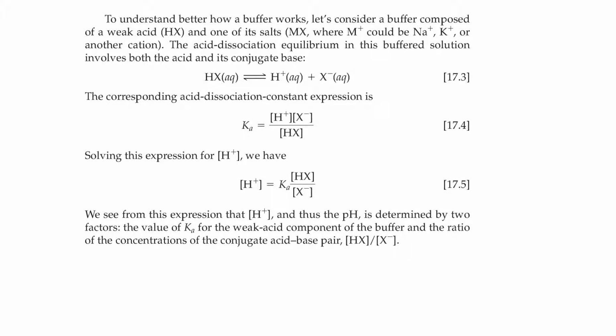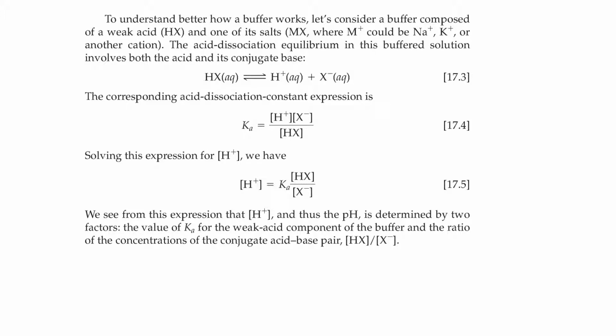To understand better how a buffer works, let's consider a buffer composed of a weak acid and one of its salts. The acid dissociation equilibrium in this buffered solution involves both the acid and its conjugate base. The corresponding acid dissociation constant expression is K sub A equals the concentration of hydronium times the concentration of the conjugate base over the concentration of the original acid. Solving this expression for protons, we have the concentration of hydronium is K sub A times the concentration of the acid divided by the concentration of the conjugate base.